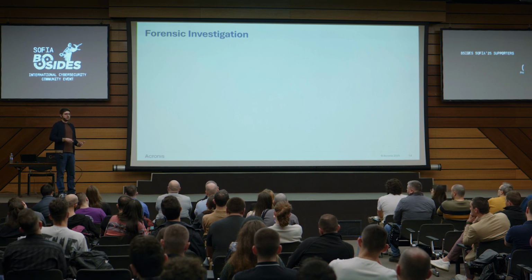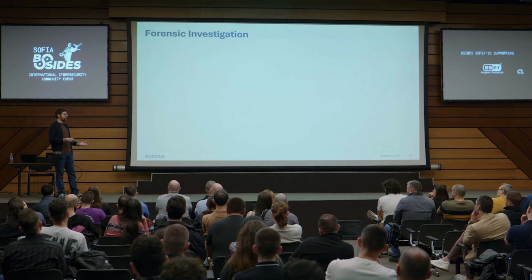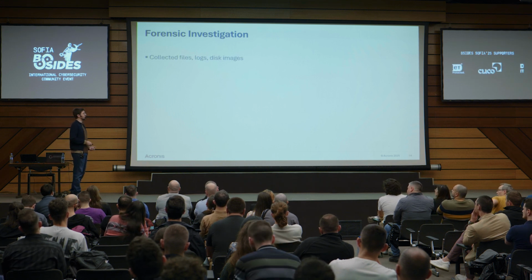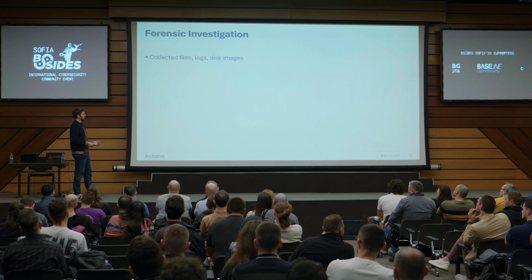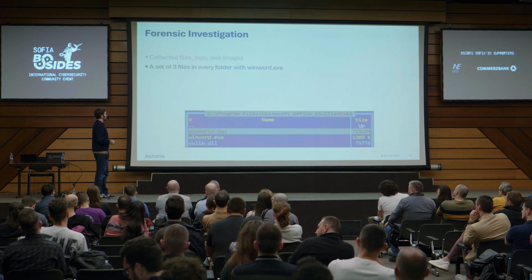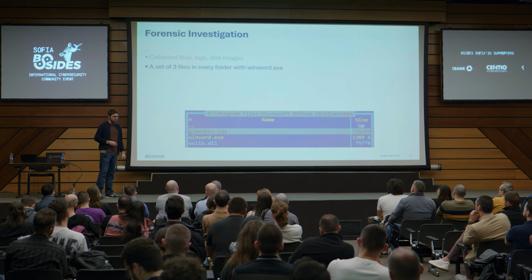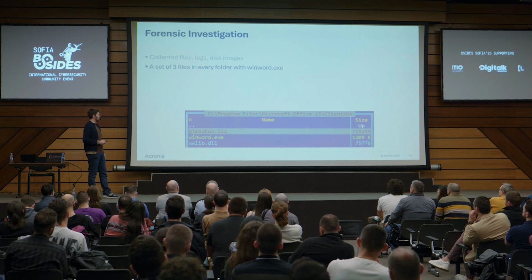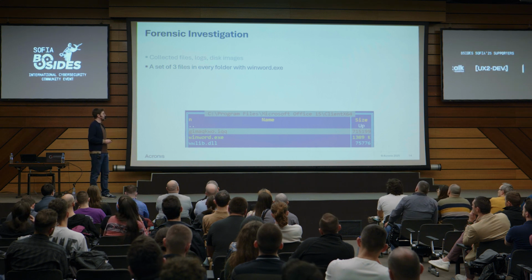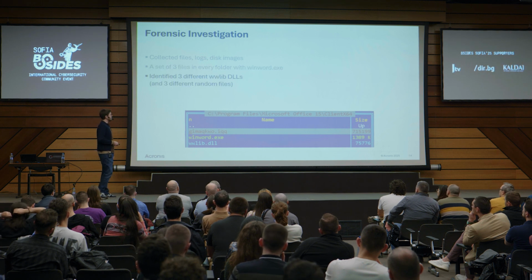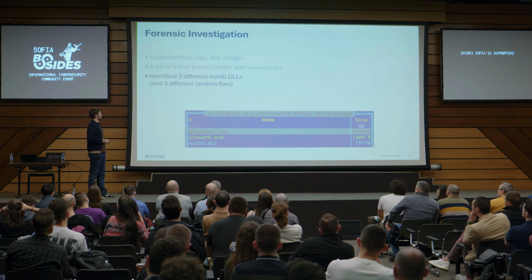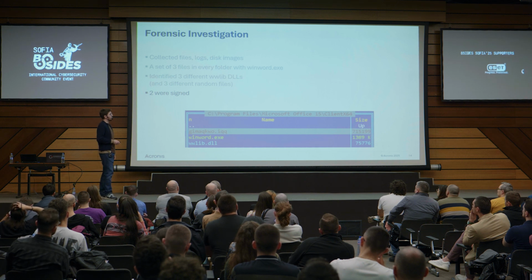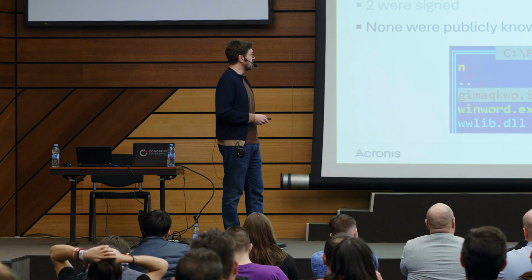Because telemetry provides just limited information of what happened, we asked if the customer could provide us with host-based artifacts, like files that we observed, logs, and disk images that we would analyze forensically. In each folder where WinWord was located, we found, of course, the WWLib that we already saw in telemetry, WinWord itself, and one randomly named file. There were 3 different DLLs, like 3 different hashes, and 3 different random files. 2 of the DLLs were validly signed, and none were publicly known.